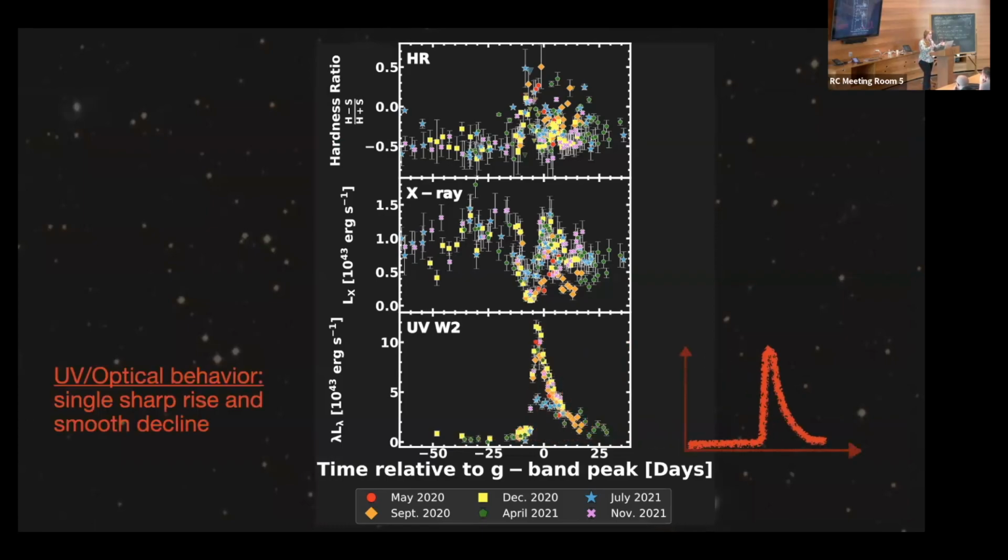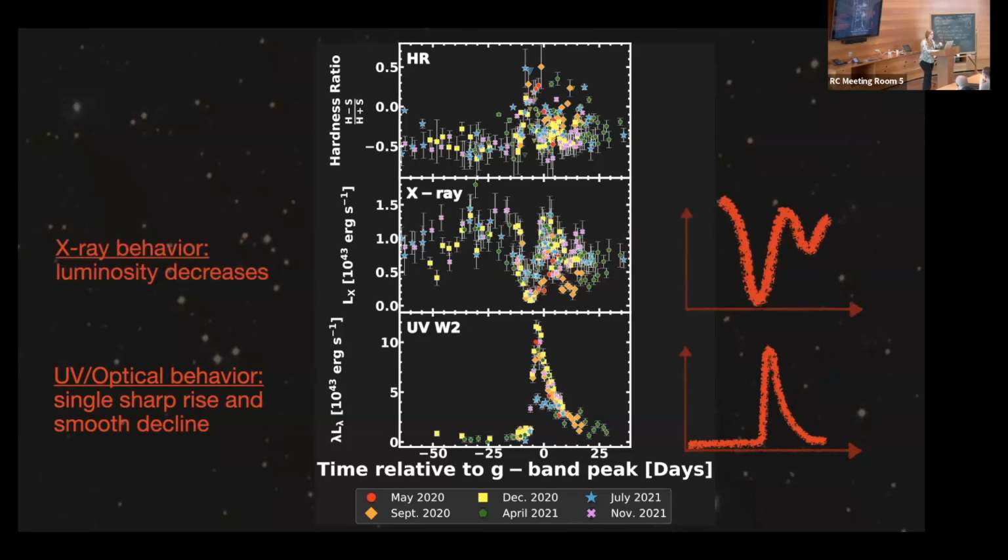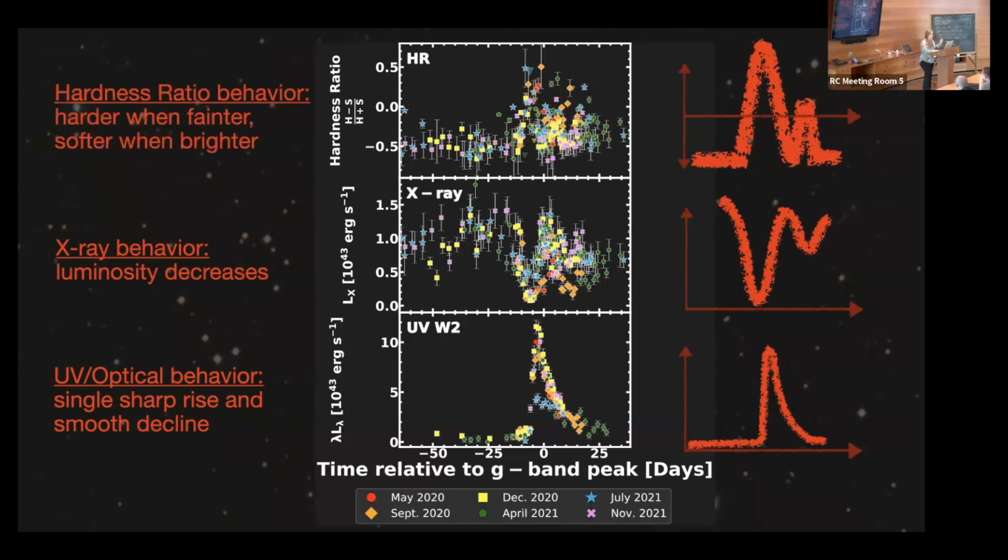To summarize, the UV optical behavior consistently shows a sharp single rise and a smoother decline. This is very different from the X-rays, which show luminosity decrease. And for the X-rays, whenever the X-rays are fainter, they get harder, but when they're brighter they're softer.